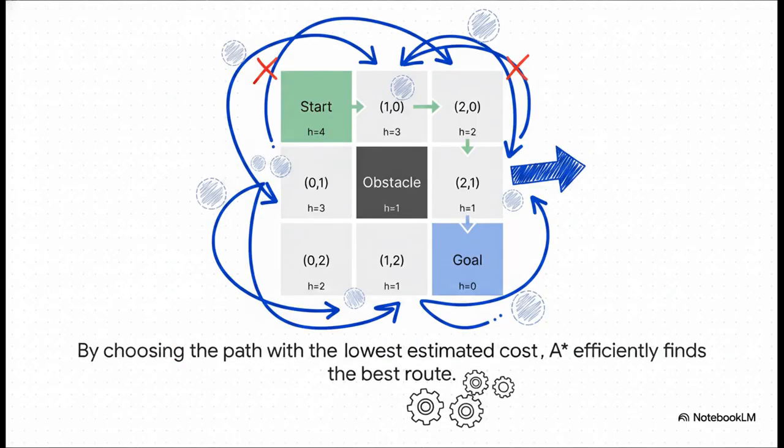So, by always choosing to explore the next step that has the lowest total estimated cost, the lowest F value, A-star intelligently pulls itself towards the goal. You can see on this grid, it never even bothers exploring those squares in the top or bottom left because its guess, that H value, tells it, hey, that's the wrong way. It just zooms around the obstacle and finds the best path super efficiently.